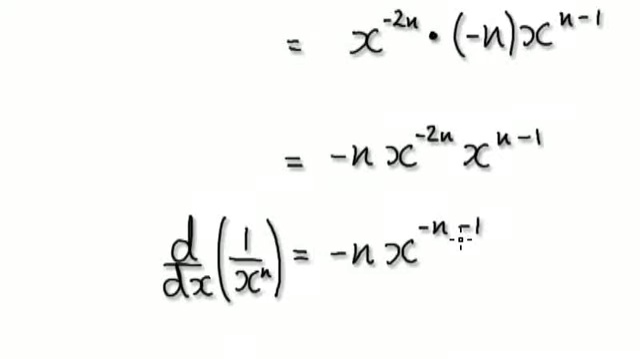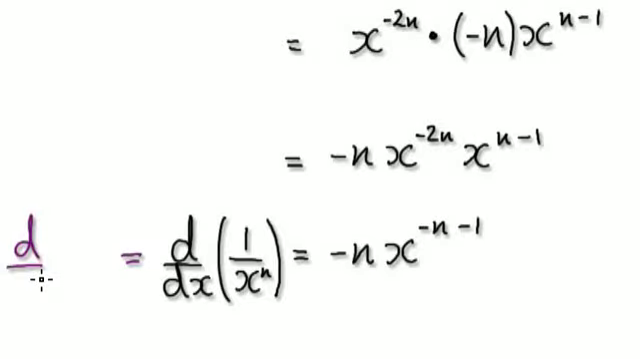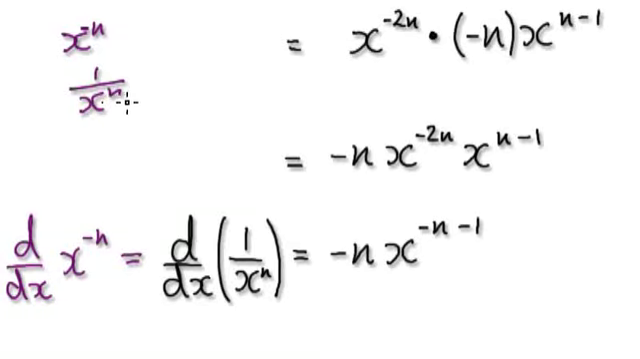Now here's a key step. At the moment, if you differentiate this thing here, it will give you this. But now imagine it like this. This thing here is the same as d by dx of x to the power of minus n. Because earlier we started with x to the power of minus n, and then we rewrote it as 1 over x to the power of n. We started with this, and then we turned it into this.